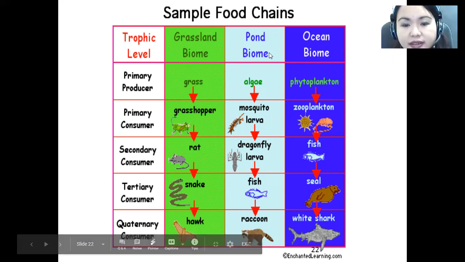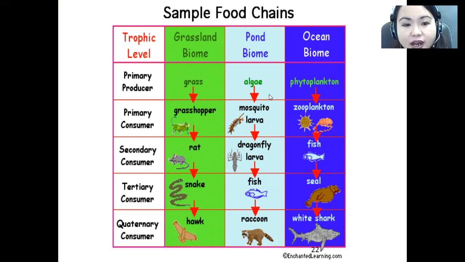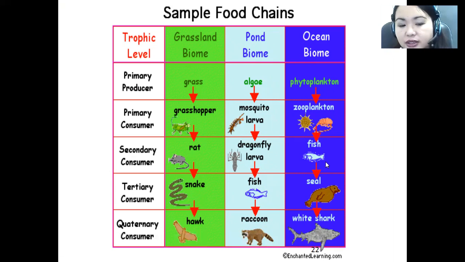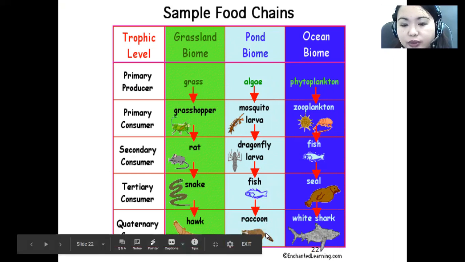In the pond biome, the algae are the primary producer. Then the primary consumer is the mosquito larvae, eaten by the dragonfly as secondary, then fish as tertiary, and the raccoons are the quaternary. So there could possibly be a lot of quaternary consumers, and so on, that can consume raccoon and others.